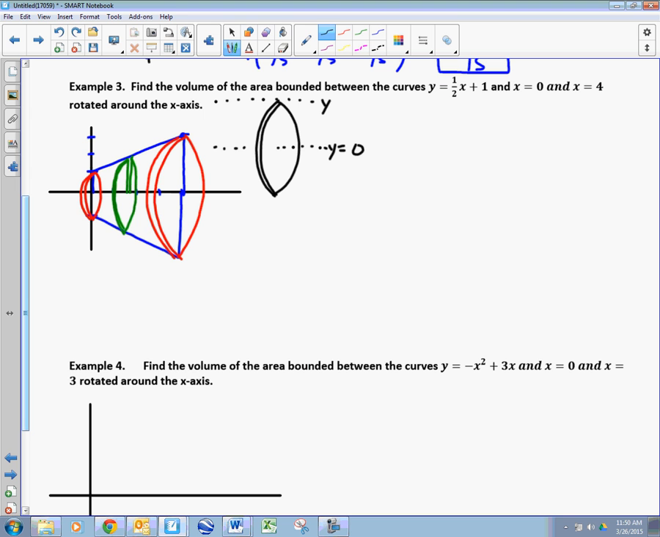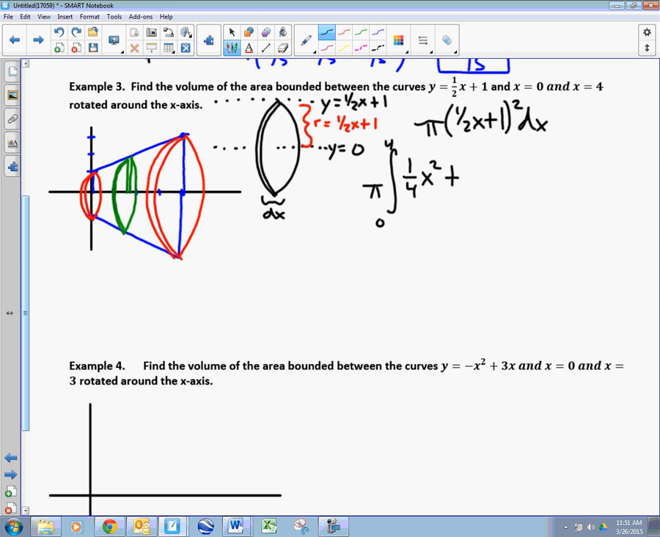Okay, the top is y equals 1/2 x plus 1. So that means that my radius, the distance between these two things, is 1/2 x plus 1. The width, is it dy or dx? Dx, it's horizontal width. So I have pi times my radius, 1/2 x plus 1, squared, dx, integrate from 0 to 4, pi, square 1/2 x, 1 over 4 x squared plus x plus 1 dx.